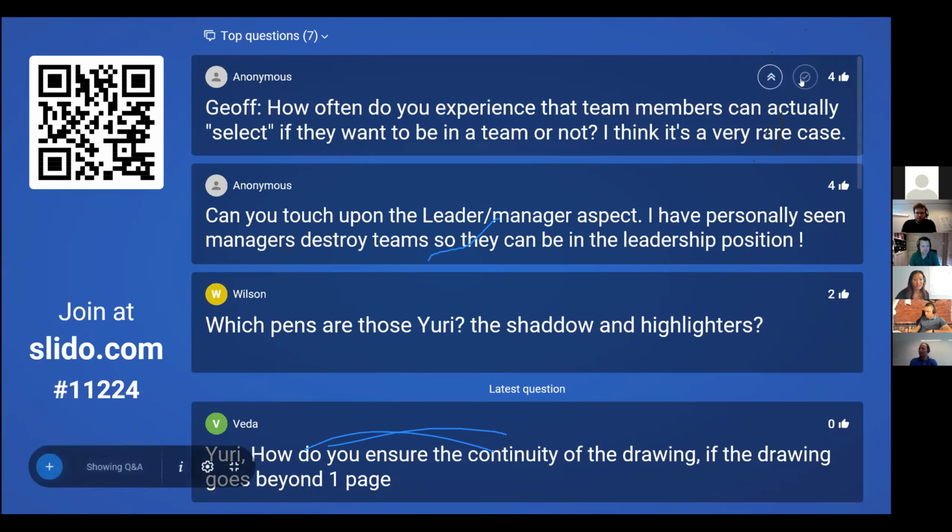Okay. Next one: how often do you experience that team members can actually select if they want to be in a team or not? I think it's a very rare case. Yeah, I would agree with that. It is rare. But again, just having the explicit conversation that you can opt out.